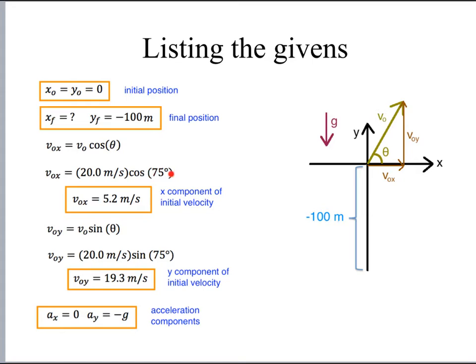So if you plug that into your calculator, you'll get 5.2 meters per second, and that's the x component of the initial velocity. V naught y is v naught sine of theta. Again, that's the y component of the initial velocity. We can plug in the 20 meters per second and the sine of 75, and we get that the y component of the initial velocity is 19.3 meters per second. And then finally, we know the acceleration. There is no x component to the acceleration, it's all vertical, but we do know that the component along y is minus g, or g in the minus y hat direction.